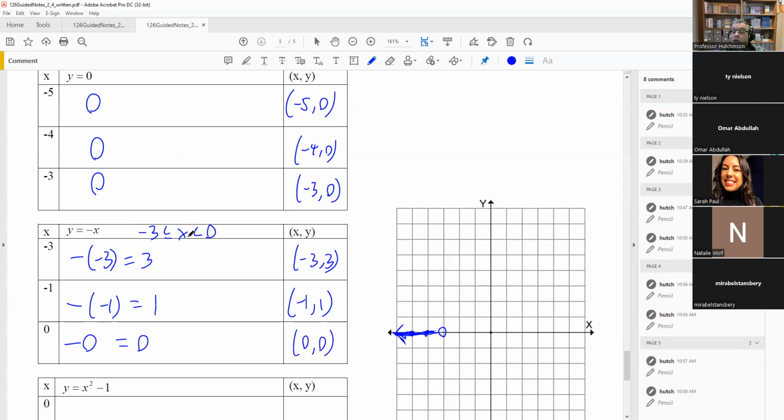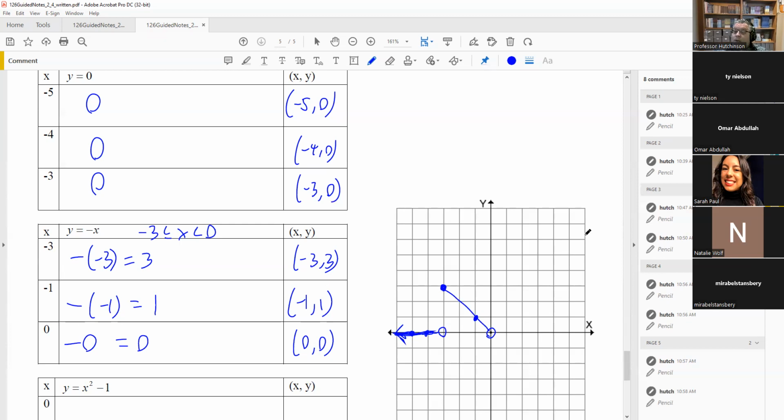Now the 0 is not included here, so I'm going to put an open circle at that point, and all the other ones are going to be closed circles. Negative 3, 3 is a closed circle, because notice that negative 3 is included. I got an equal sign underneath. So for sure, negative 3, 3 should be a closed circle, but then 0, 0 will be an open circle. Let's draw that line down like that. Okay.